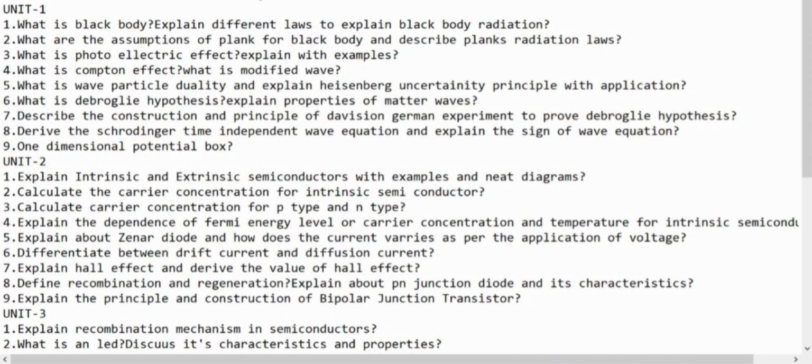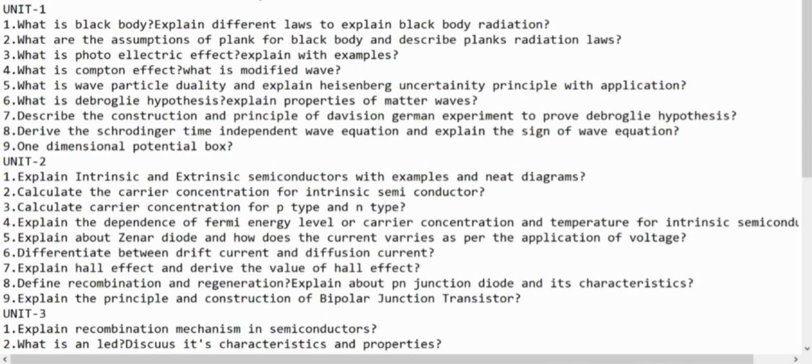Next, coming to the third one, what is the photoelectric effect? Explain with example. This is also an important question and asked many times. Next, what is the Compton effect? What is the modified wave? Here the modified wave is very important, and the Compton effect principle is also very important.